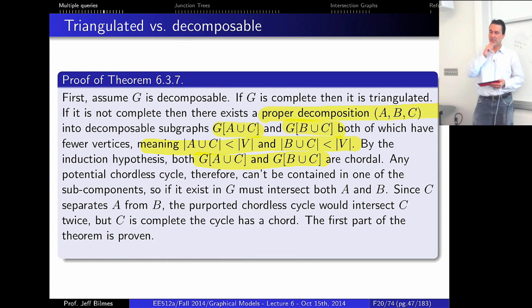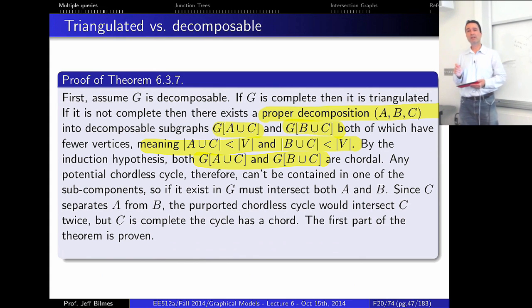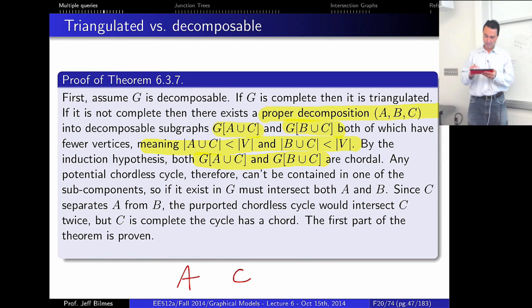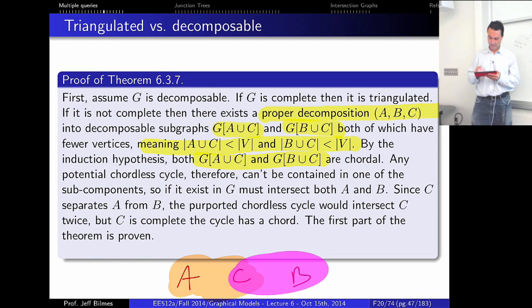So the theorem proceeds as follows. We know that there are no chordless cycles on either of these subgraphs, right? So if there are any chordless cycles, let me draw a picture for this. So we've got C here, and A here, and B here. And we've got this graph here, and this graph here. So in the purple part, we know that there are no chordless cycles. In the orange part, we know that there are no chordless cycles.